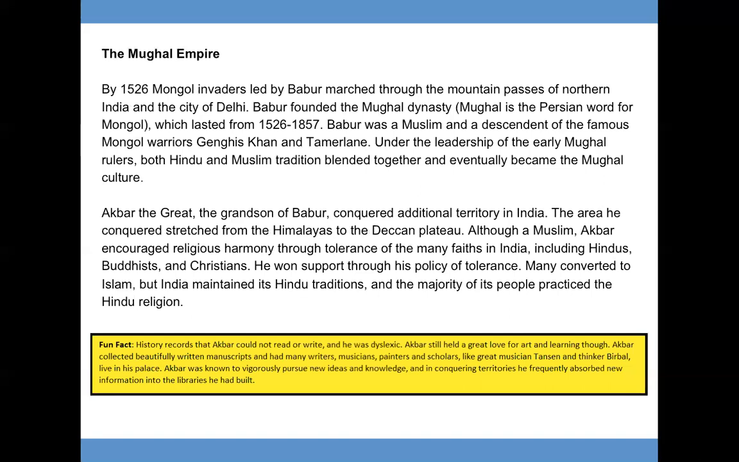Fun fact. History records that Akbar could not read or write, and he was dyslexic. Akbar still held a great love for art and learning, though. Akbar collected beautifully written manuscripts and had many writers, musicians, painters, and scholars, like the great musician Tansen and thinker Birbal, live in his palace. Akbar was known to vigorously pursue new ideas and knowledge, and in conquering territories, he frequently absorbed new information into the libraries he had built.